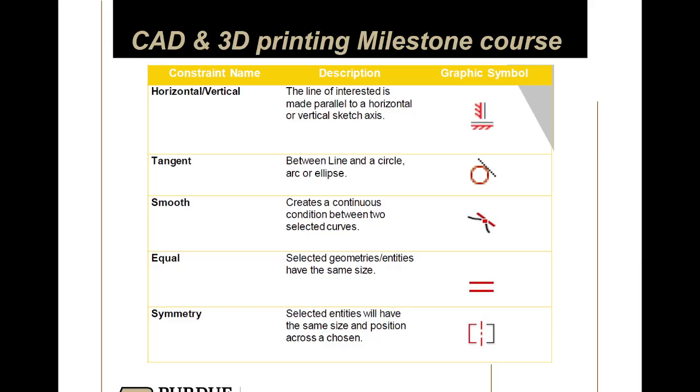Horizontal and vertical are kind of self-explanatory. Tangent is what we used last week on that game piece to make a smooth transition from that line to that arc. And equal, making two things the same, and symmetry. I think there's a couple more, but you get the idea.